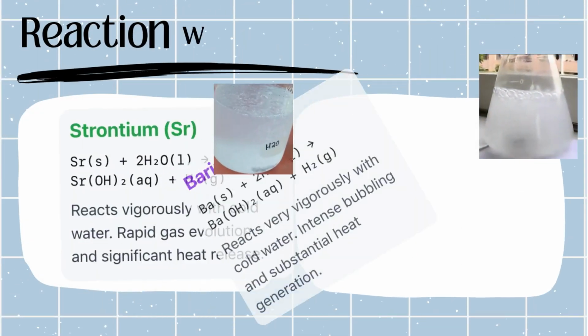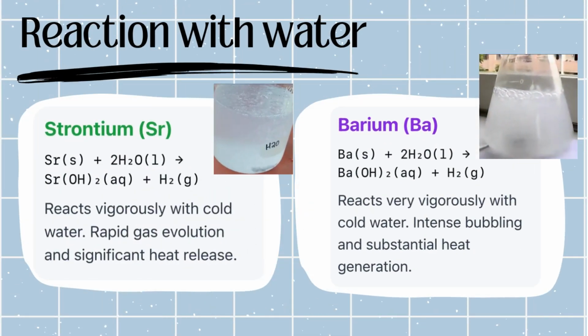Hello, welcome. So now let's proceed to the reaction with water of strontium and barium. Try to look at and observe the image of the strontium and barium. For strontium, as we can see in the image, there are many bubbles and the solution is cloudy, which means that hydrogen gas was quickly released. And the heat it produces forms strontium hydroxide.